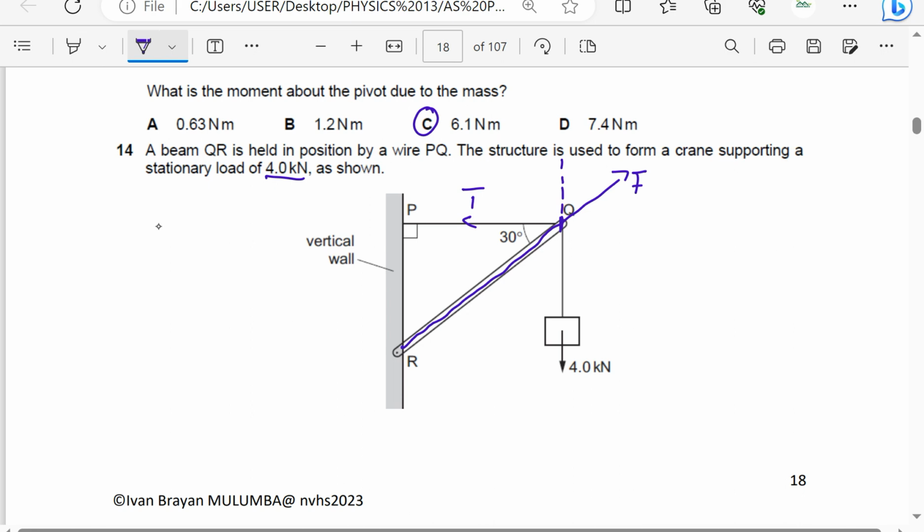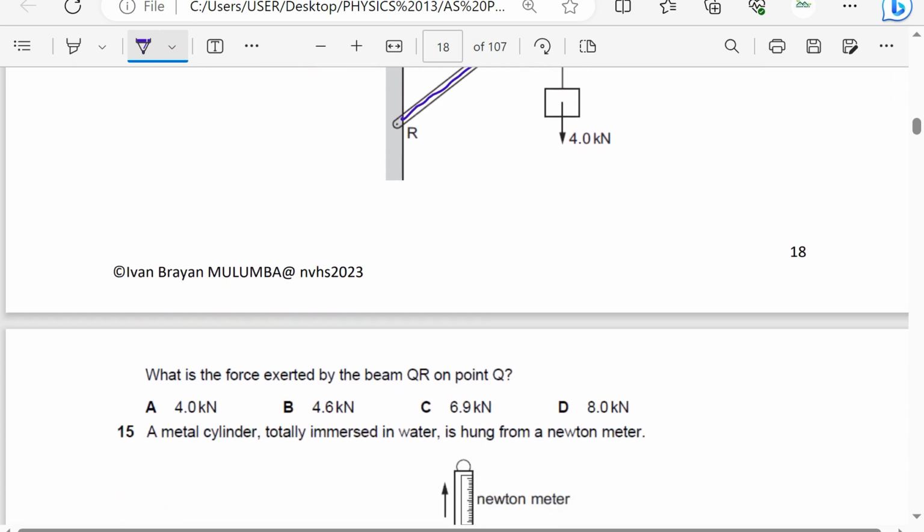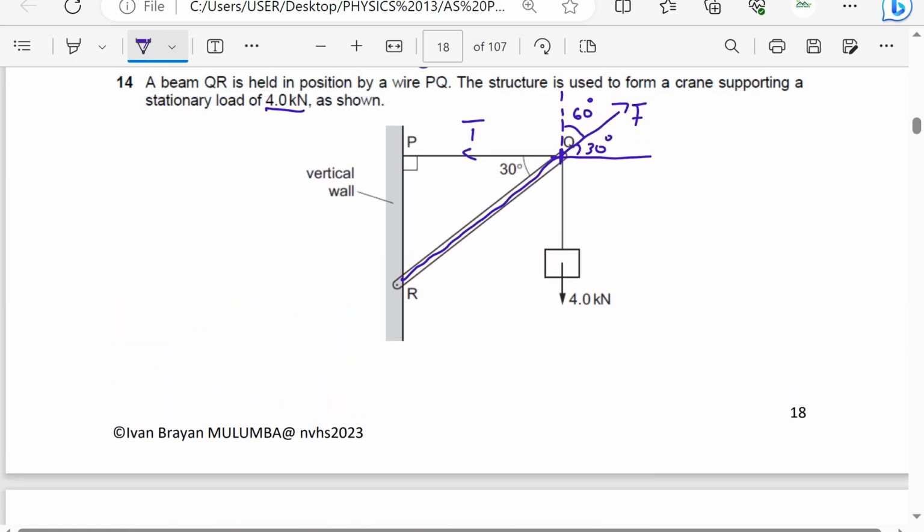If you look at this angle very carefully, if you make this horizontal, this is 30 degrees and this is 60 degrees. Okay, let's see the question. What is the force exerted by the beam QR on point Q? So we want the force exerted by the beam QR at this point Q. That force, I've called it F. Of course, it points in that direction. It's like a reaction force.